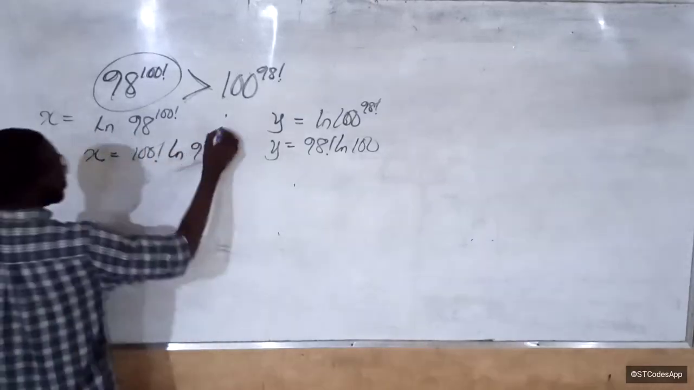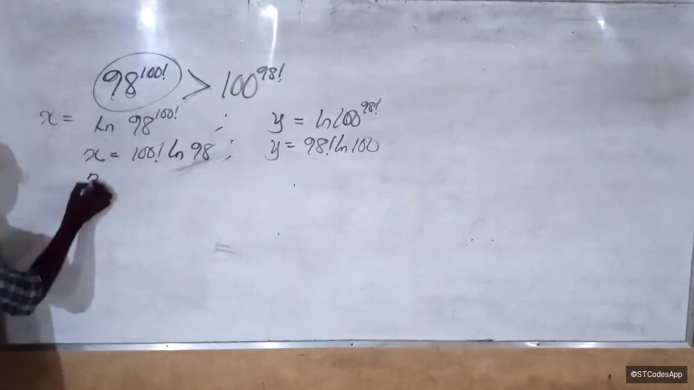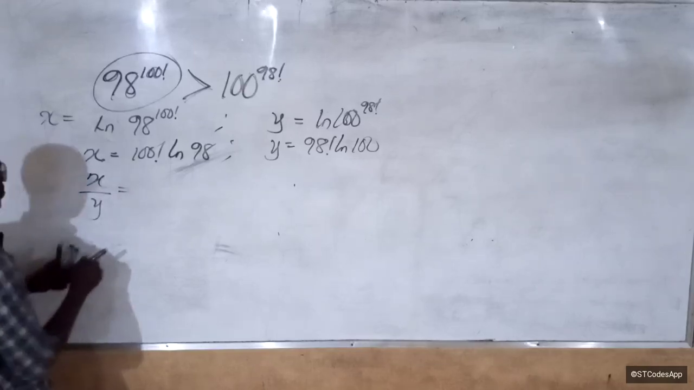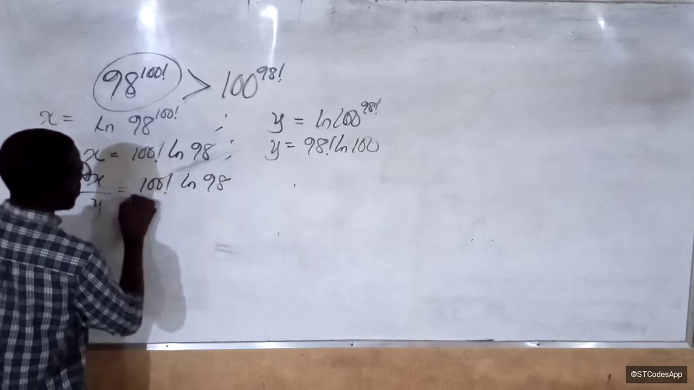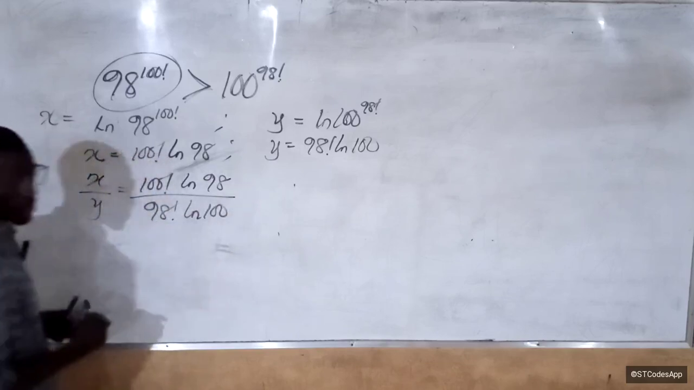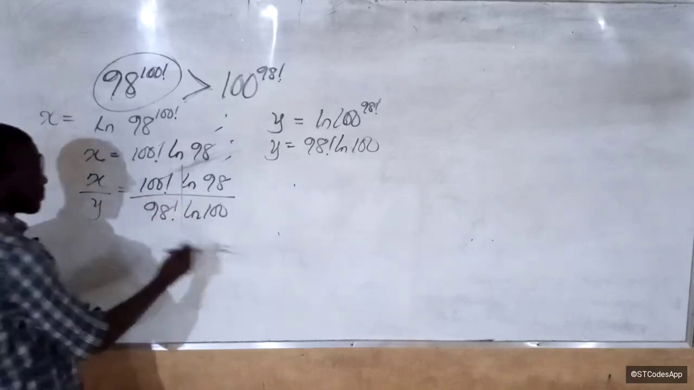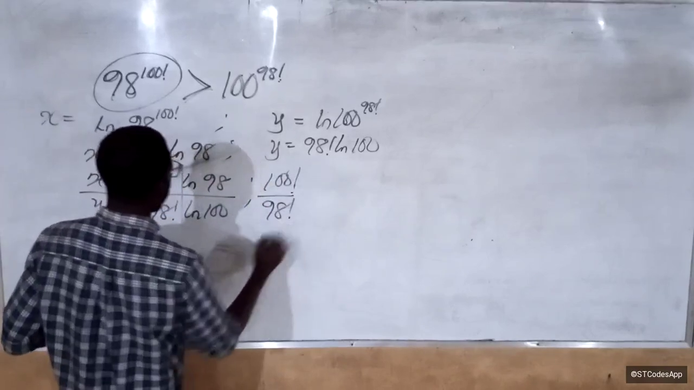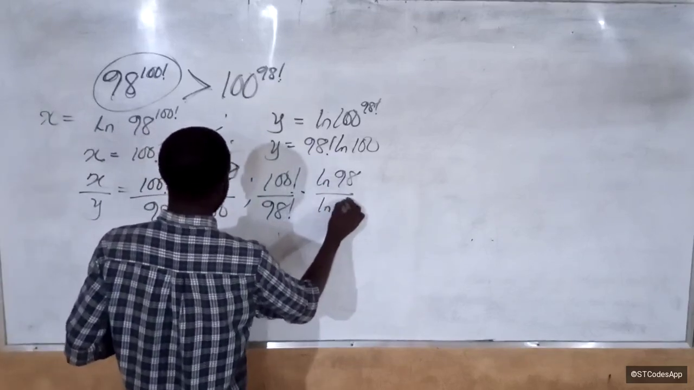Okay, so we can do something here. Let's take the ratio of x and y. So x over y will be equal to 100 factorial ln 98 over 98 factorial ln 100. Alright, from here, let's separate this rather. It will give us 100 factorial over 98 factorial times ln 98 over ln 100.